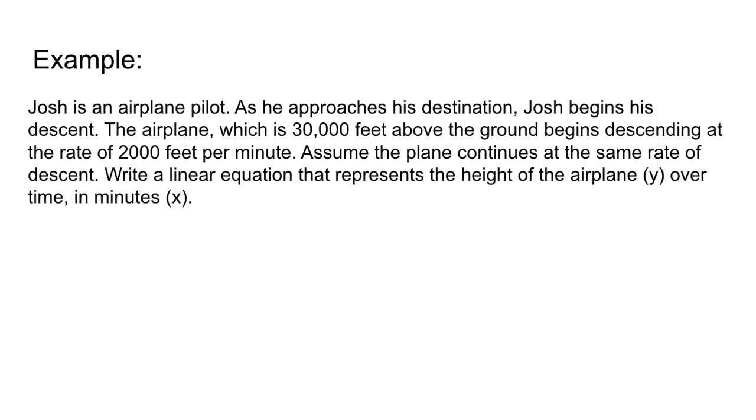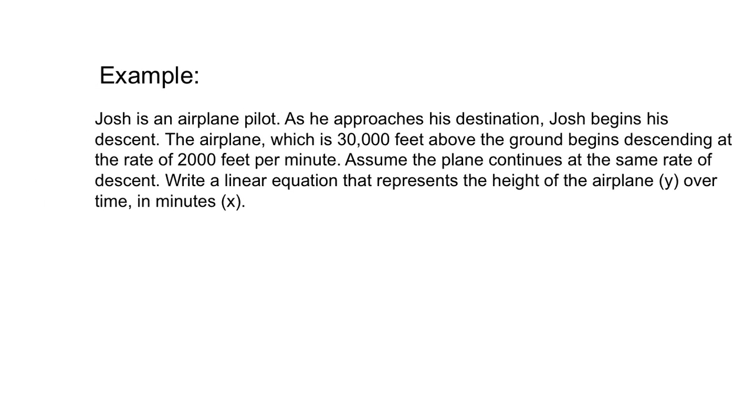All right, next. This one says Josh is an airline pilot. As he approaches his destination, he begins his descent. Now, descent means he's going to be landing the plane, going down. The airplane, which is 30,000 feet above the ground, begins descending at a rate of 2,000 feet per minute. Write a linear equation that represents the height of the airplane over time in minutes.